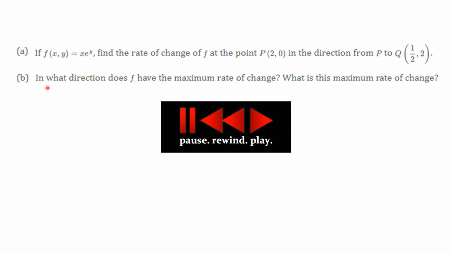And then part B is, in what direction does f have the maximum rate of change? You're finding the rate of change along this specific vector, but what's the maximum rate of change? What is that direction? What is that unit vector? And what is this maximum rate of change? You know what to do. Let's see how you did.